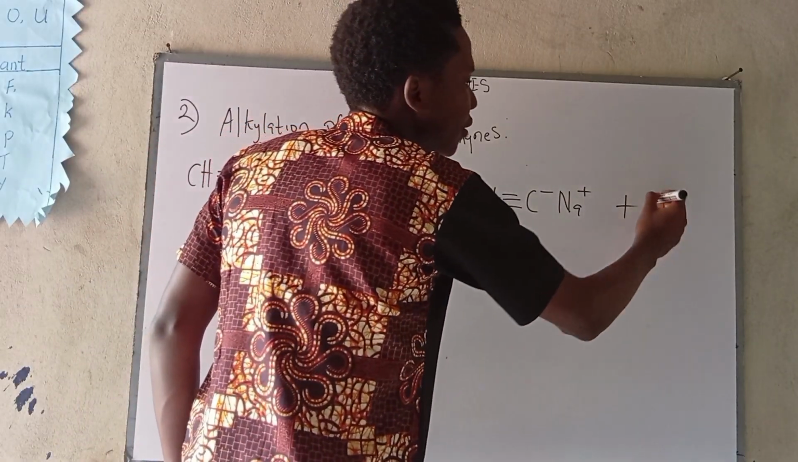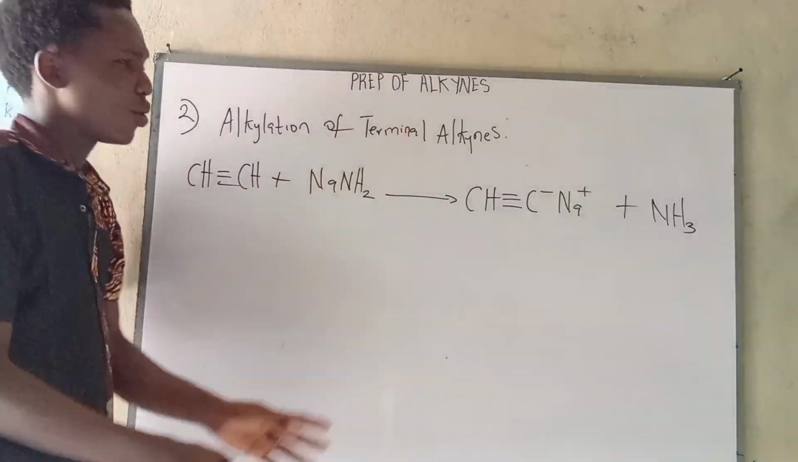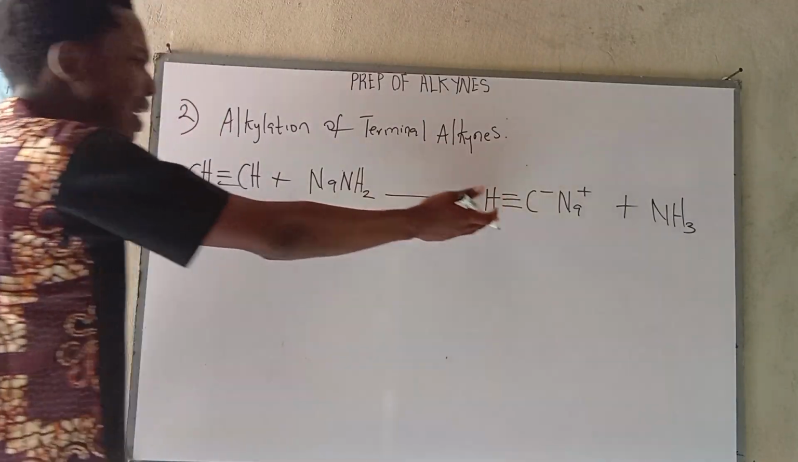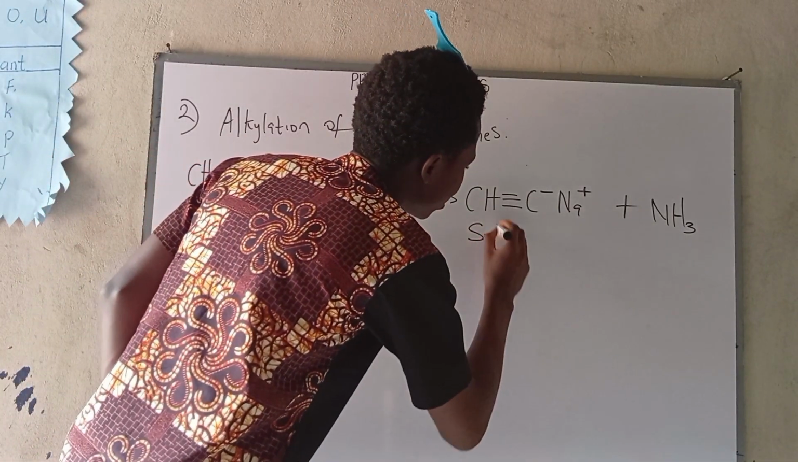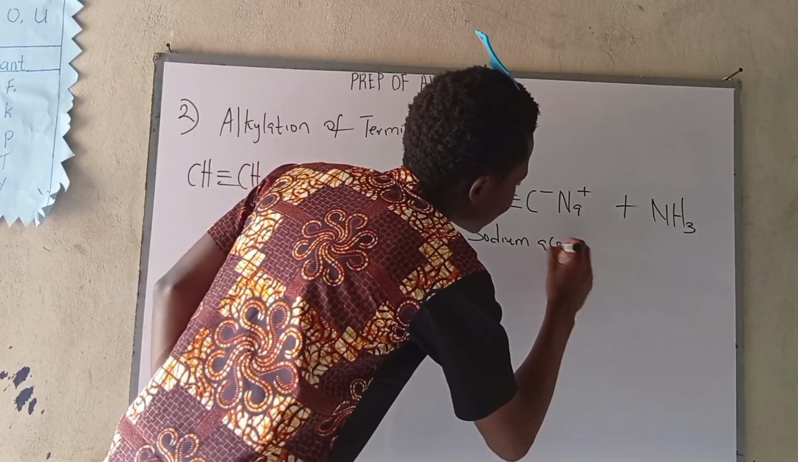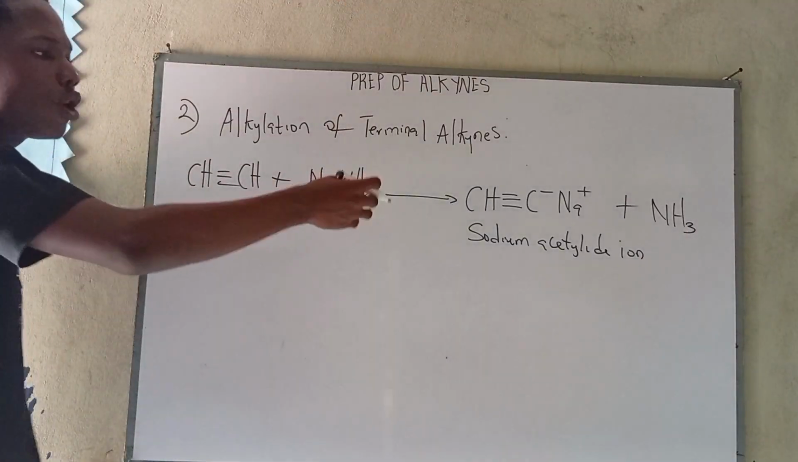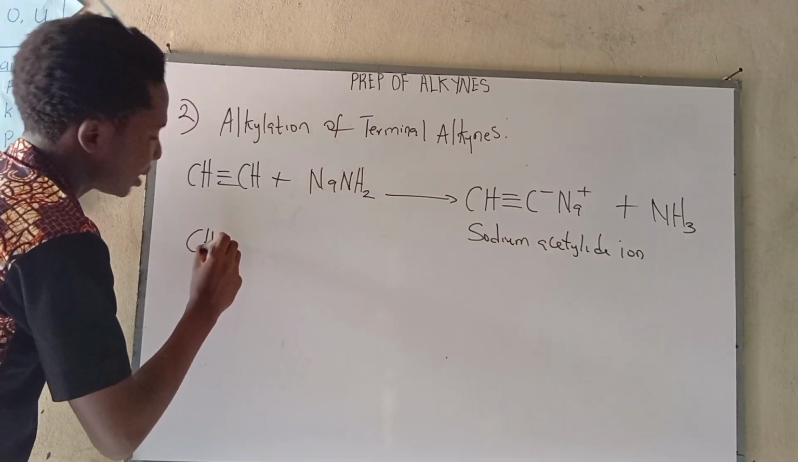But the reaction didn't end there. It's actually going to give us a byproduct, which is going to be ammonia. But we don't need that. We are focused on this one here. So now, if we further react our sodium acetylide ion, please let me write it for you. Let me rewrite it.